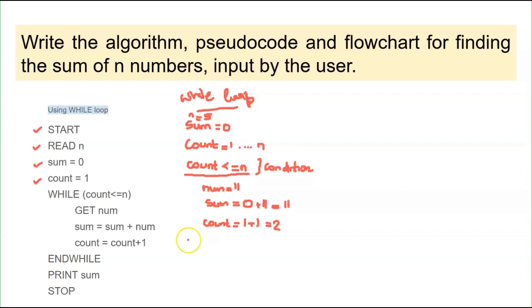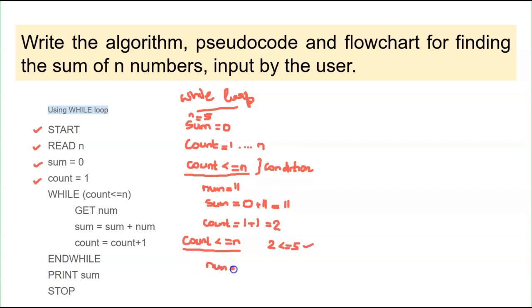Now it will again check whether count is less than or equal to n. Now it is 2 is less than or equal to 5. So it is satisfied. So the true statements will be executed.